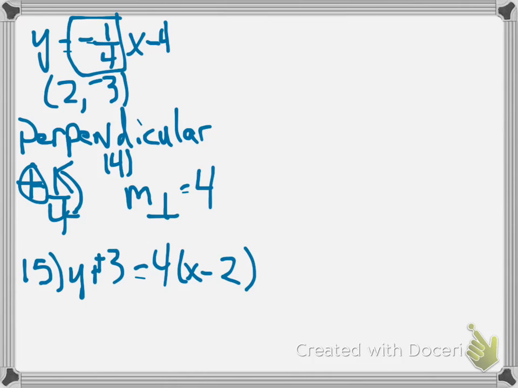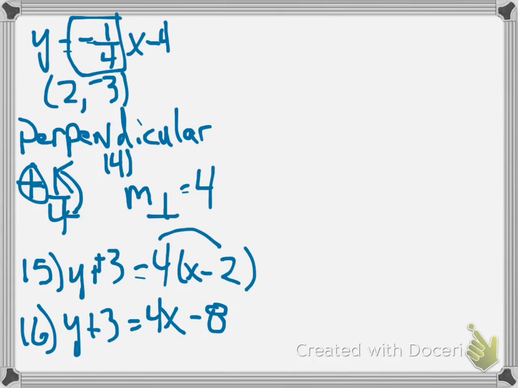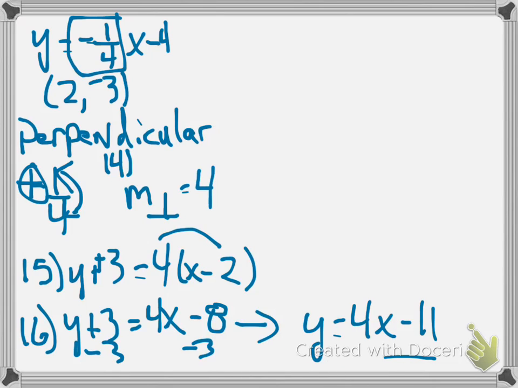So to move on to 16, I would just go y plus 3 is equal to 4x. 4 times 2 is 8. And then to solve that, subtract 3, y is equal to 4x minus 11. So there you go on that. That is number 16.